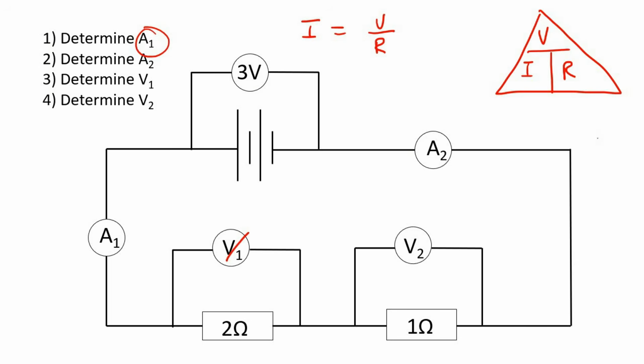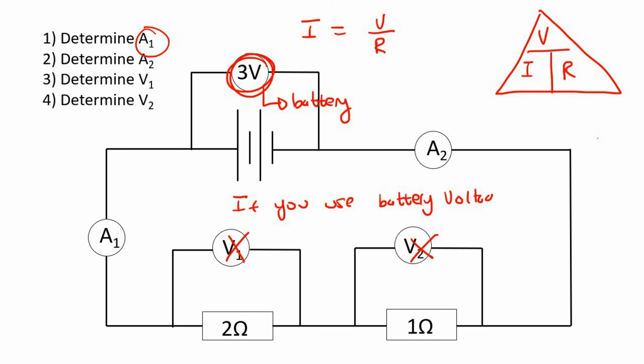So we don't know what this voltage is. We don't know what this voltage is, but we do know what this voltage is. Now this is the battery voltage. Okay, that is your battery. So if you use the battery voltage, then which resistors do we need to use? Well, the battery covers everything. So then you will use all resistors.